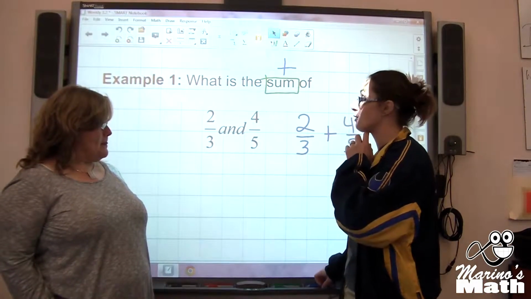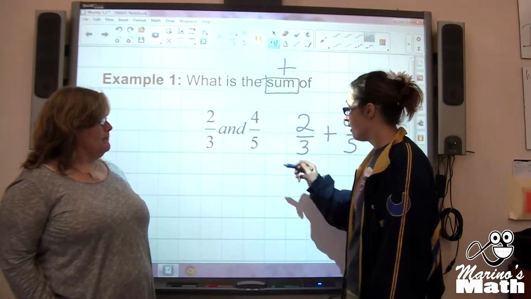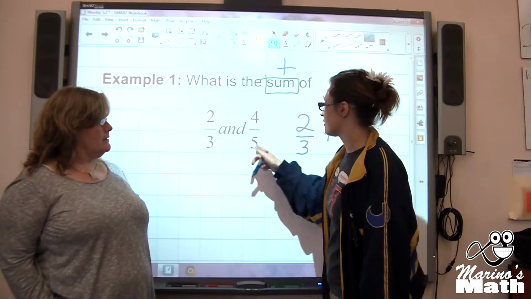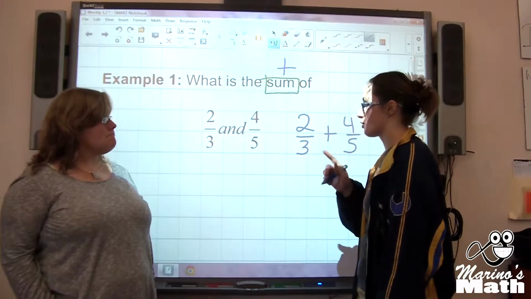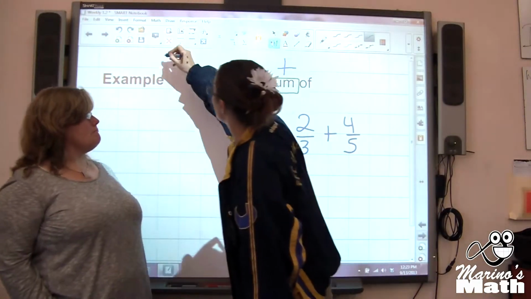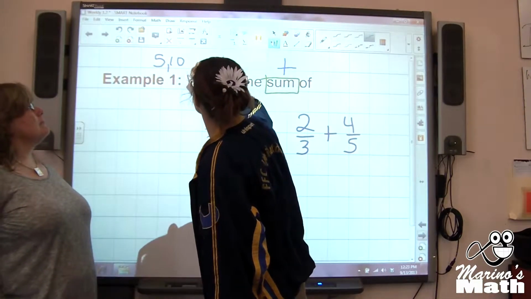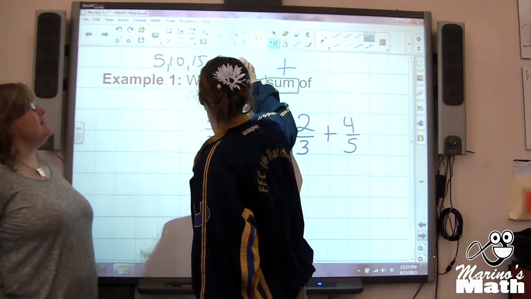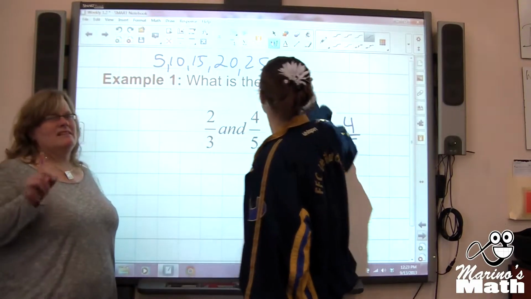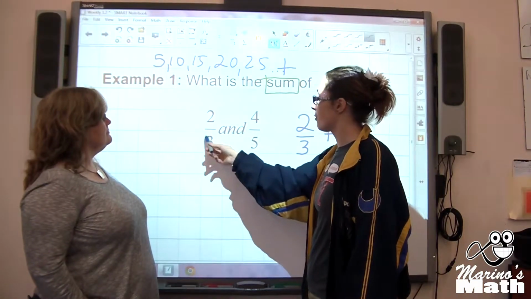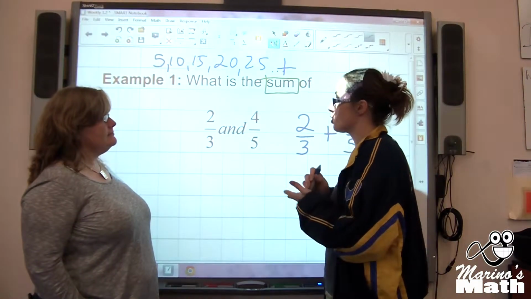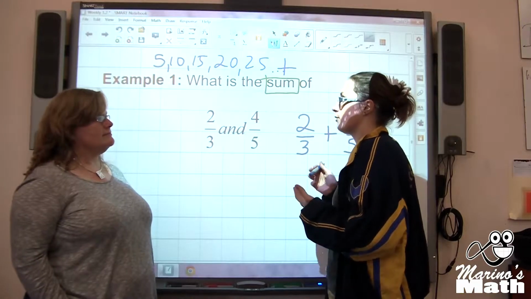Alright, here's what I like to do to make like denominators. I look at my denominators, in this case 3 and 5, and I pick the bigger of the numbers and I start skip counting. So 5, 10, 15, 20, 25. This is a good idea. So now I look at my other denominator, 3, and I'm gonna see which number it multiplies into evenly.